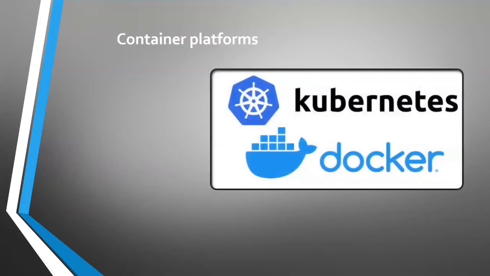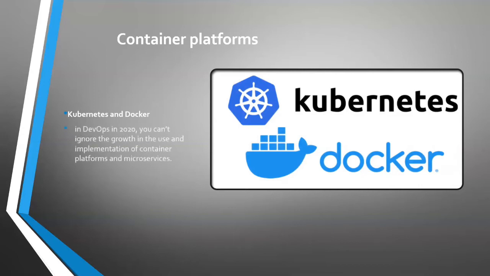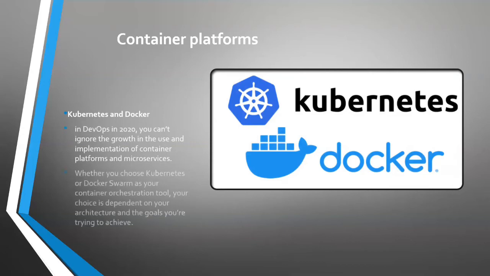Container platforms like Kubernetes and Docker. It's important to first mention that containers are not right for everyone. But in DevOps, you can't ignore the growth in the use and implementation of container platforms and microservices. Whether you choose Kubernetes or Docker Swarm as your container orchestration tool, your choice is dependent on your architecture and the goals you are trying to achieve by containerizing applications or services.